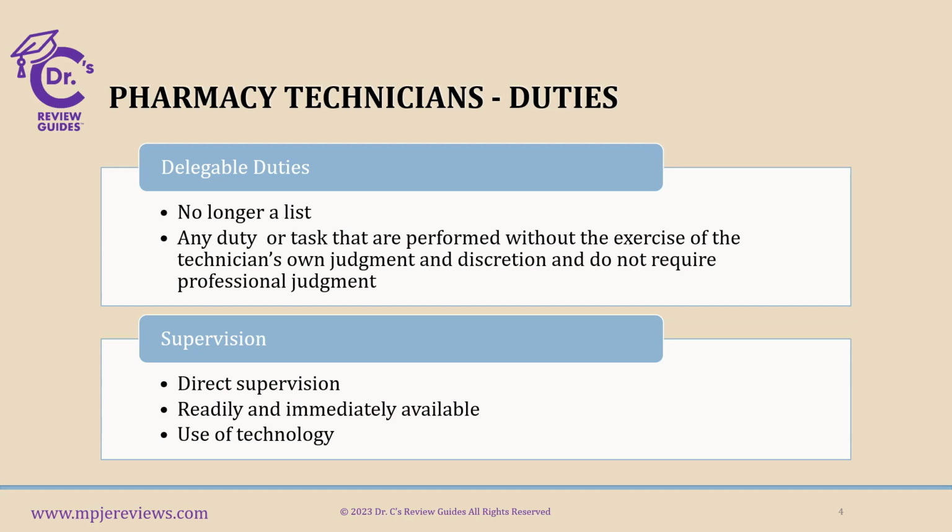So basically what it says now is you can delegate any duty or function that doesn't require the use of the pharmacy technician's own judgment and discretion. In other words, there's no independent professional judgment required. Anything that requires professional judgment would have to be done by a pharmacist. And obviously, all those things that are listed as duties that are not delegable, those things that only a pharmacist can do, are the ones that cannot be delegated to a pharmacy technician. But there is no longer a list of the specific duties that can be delegated to a pharmacy technician.